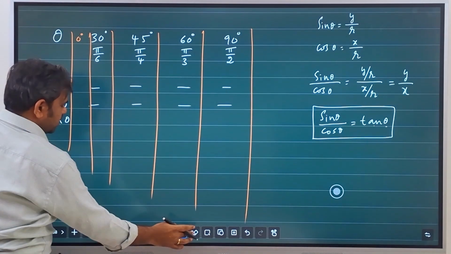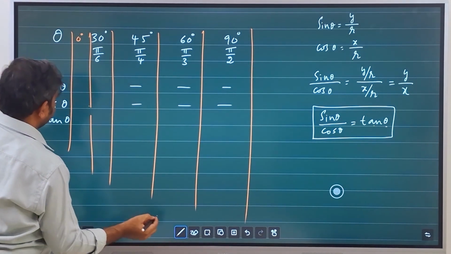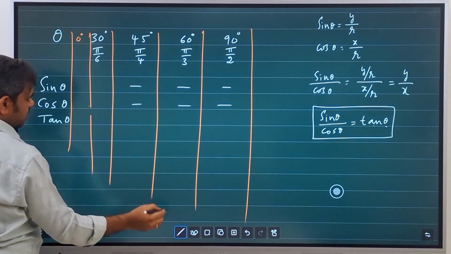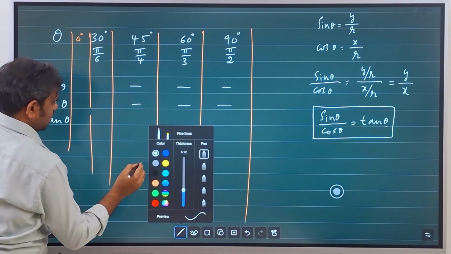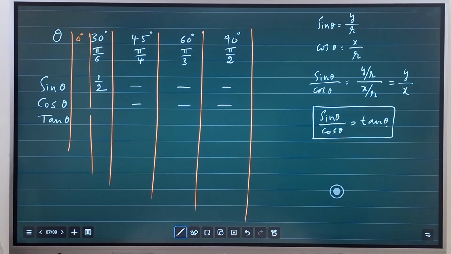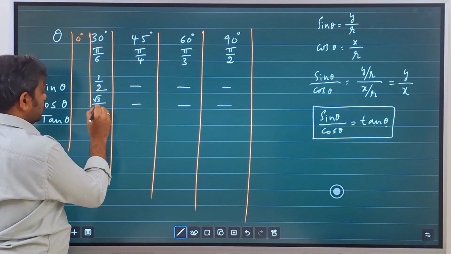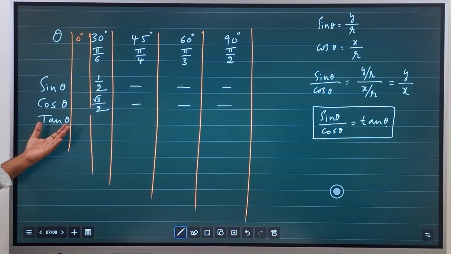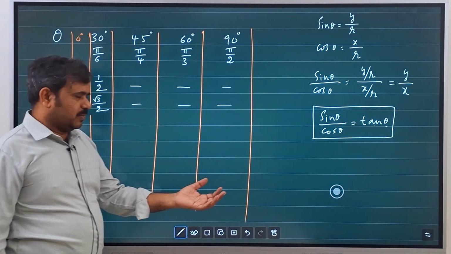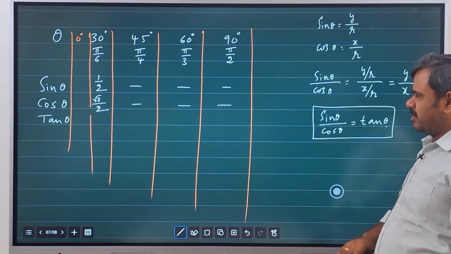Now we got sin 30 degrees is equal to 1 by 2. So I write 1 by 2 here. And we also got cos 30 degrees is equal to root 3 divided by 2. So I don't remember these values. We can find these values using some basic concepts of triangles.